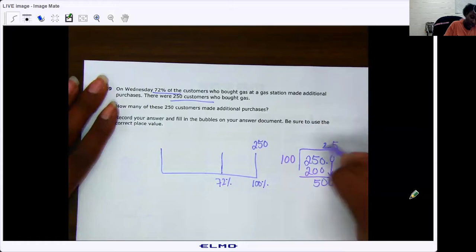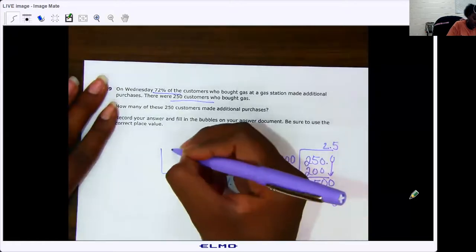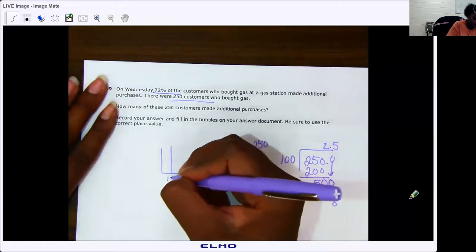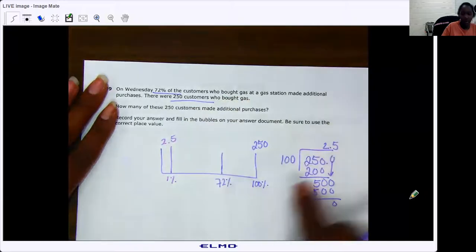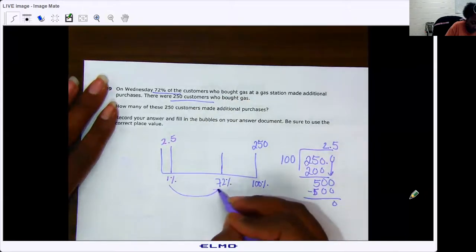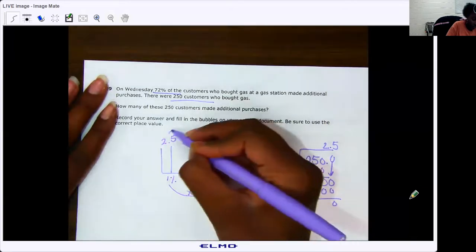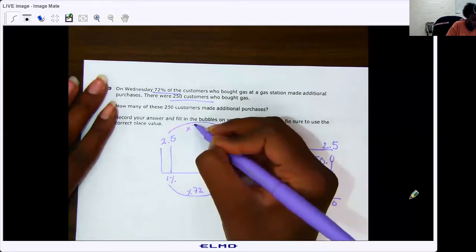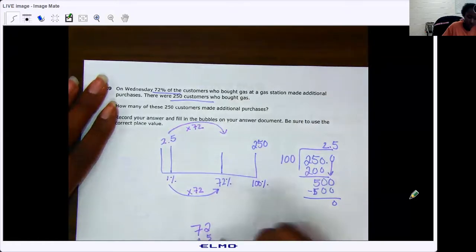2 times 5 will give us 500. With 0 left over. So 1% is 2.5 because I know how much it is for 1 now. Now I can multiply by 72 to get my answer. So we're going to set that up. 72 times 2.5. Oh, sorry, you guys can't see.